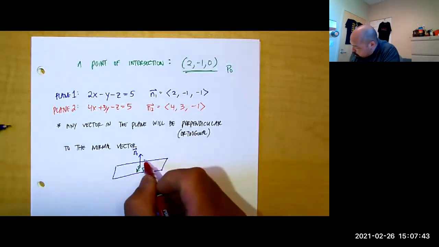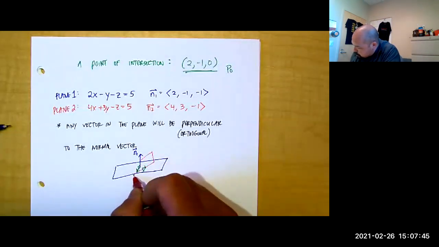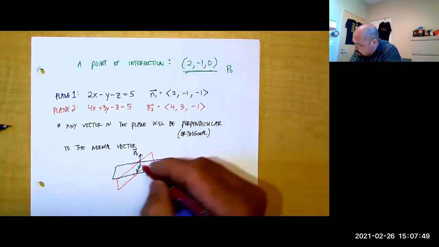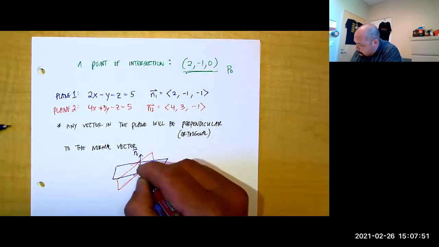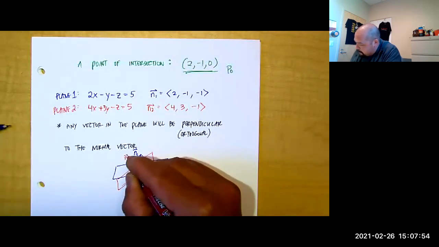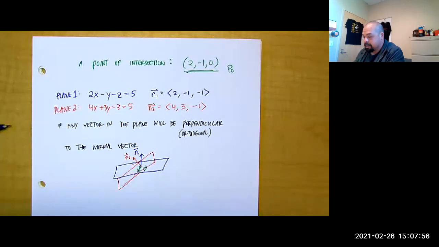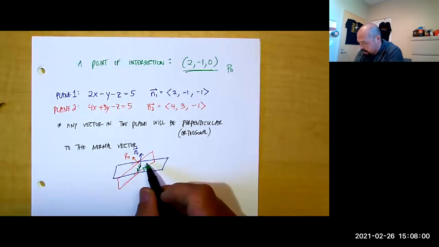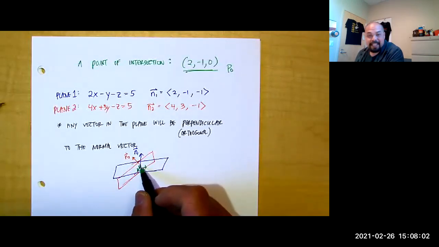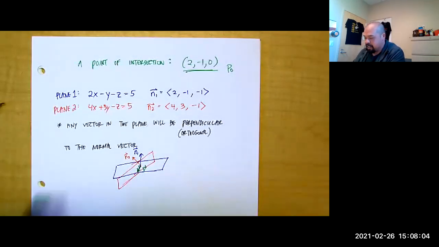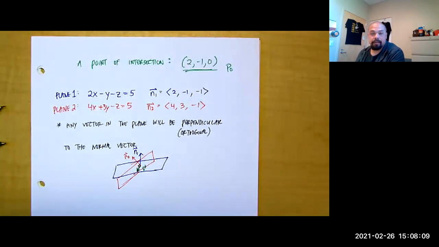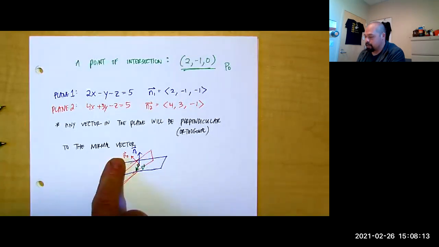And so even when we look at this other plane, right, it's going to have its normal vector. The same thing, any vector in that plane, right, I'm imagining extending from that point of intersection, is also going to have to be perpendicular to that normal vector.